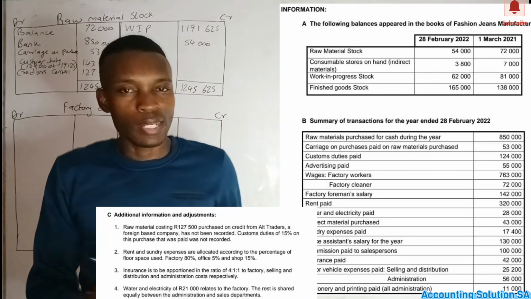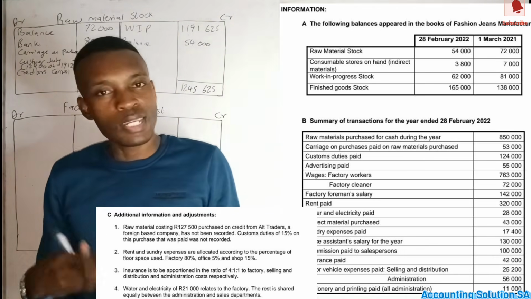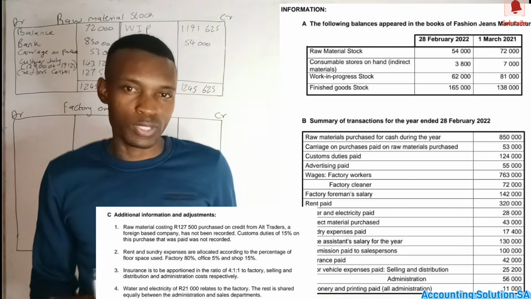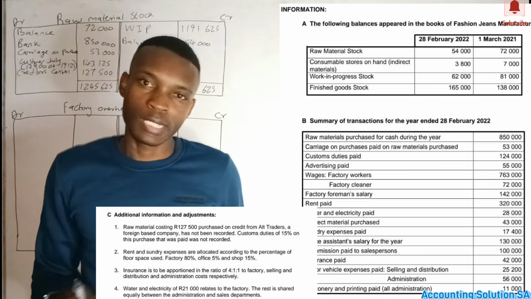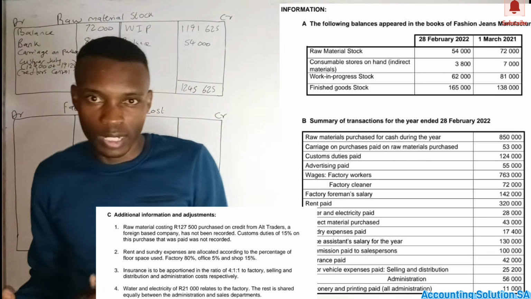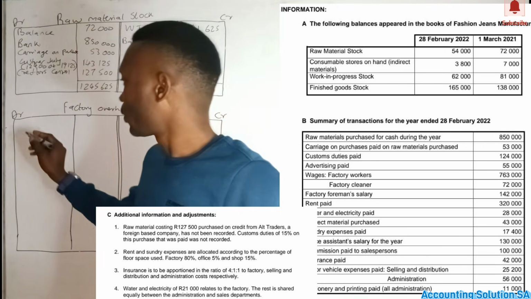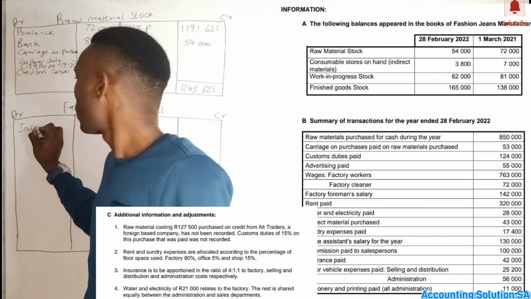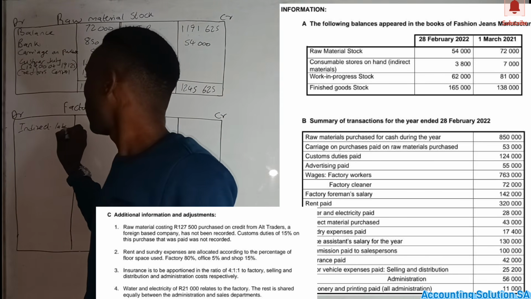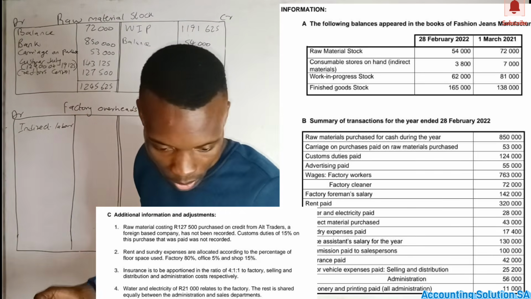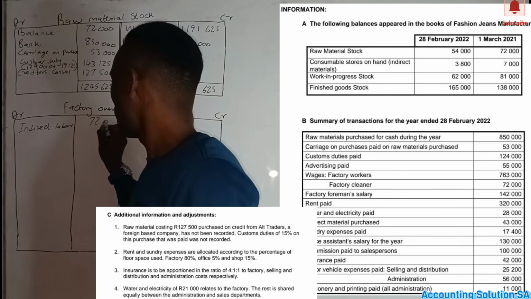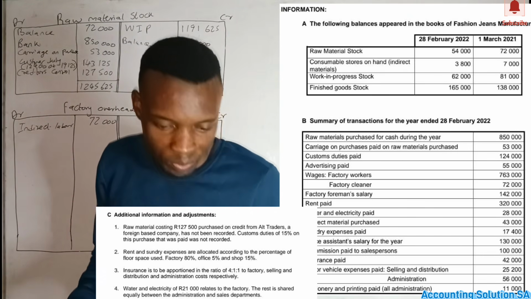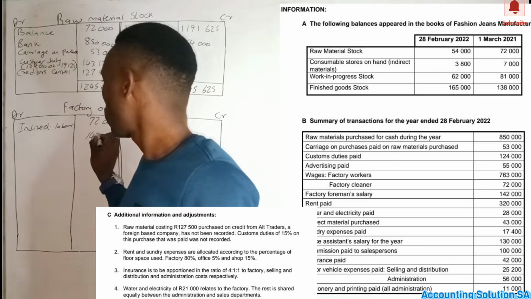Factory workers, they are direct labor, but factory cleaners, they are cleaning the factory house or the warehouse. They are not producing that product, which means that they are not directly involved. They are indirect workers. Okay, indirect labor or indirect workers, or you can say a cleaner. Okay, it is 72,000. And let's proceed. Factory foreman's salary, obviously is under factory, 142,000.